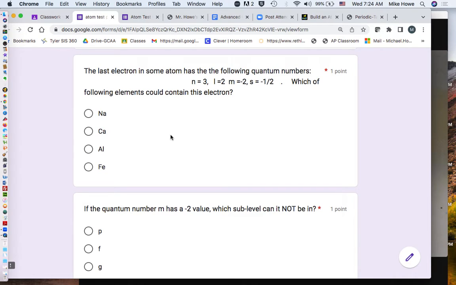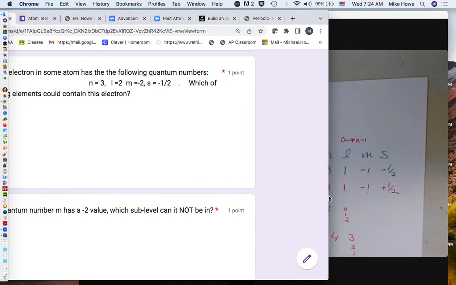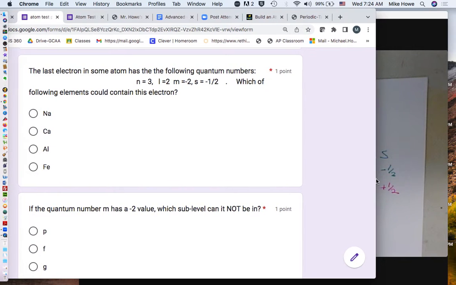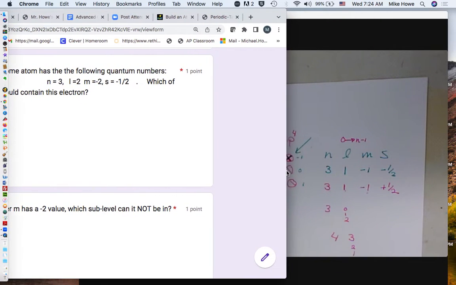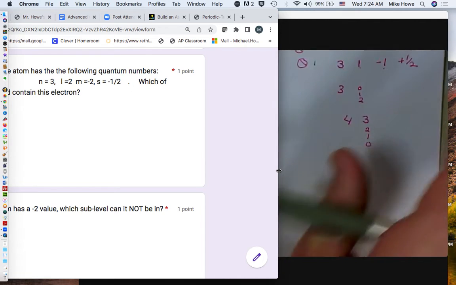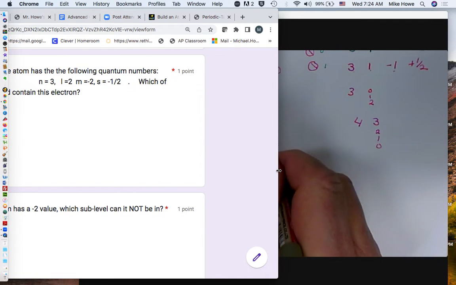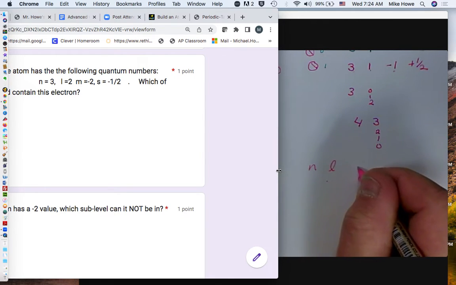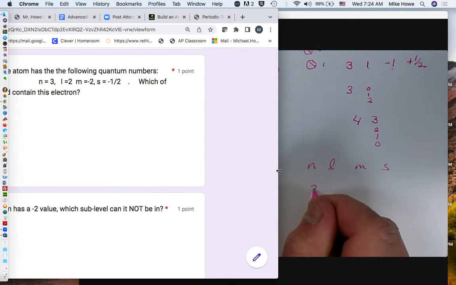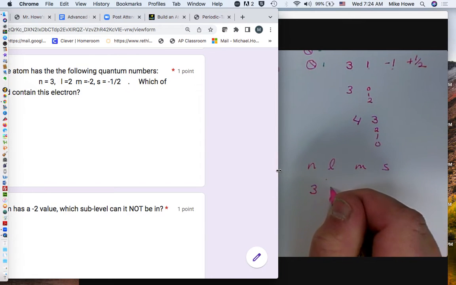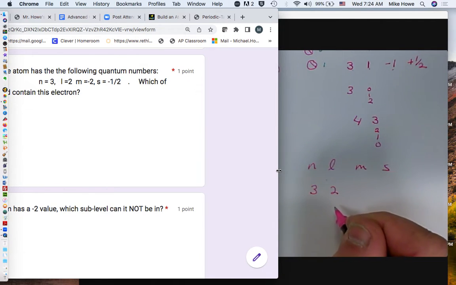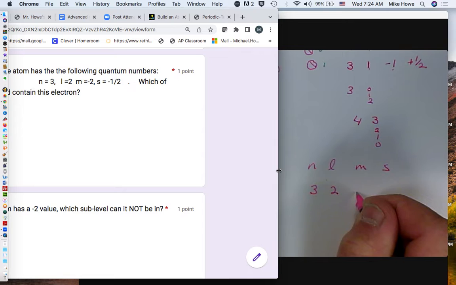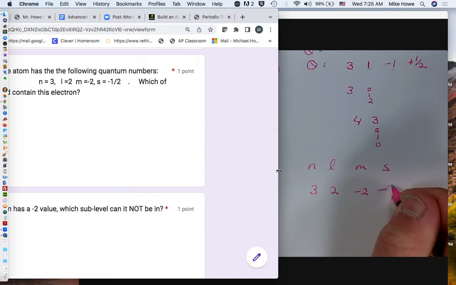All right, so this last electron has the following quantum numbers: N equals 3, L equals 2, M equals -2, and S is -1/2. I'm going to draw that out so we can see what it looks like. So N, L, M, S. N equals 3, L equals 2. So if L equals 2, that's a D sublevel.